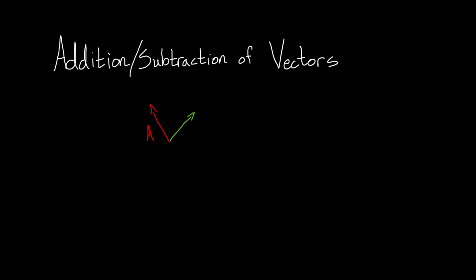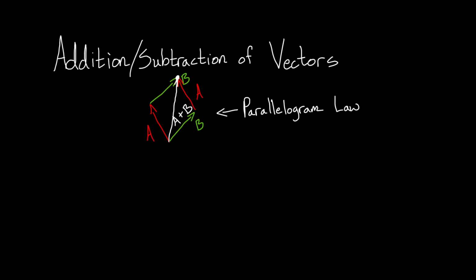Visually, we can take the two vectors and place them end to end. Let's take a peek. Hey, that looks a lot like a parallelogram. And guess what? It's called the Parallelogram Law. There's your easy way to remember how to add vectors.